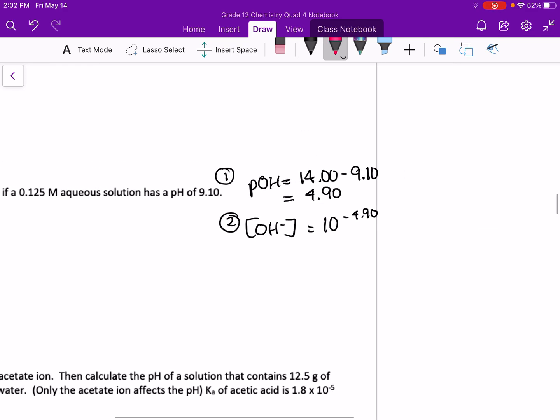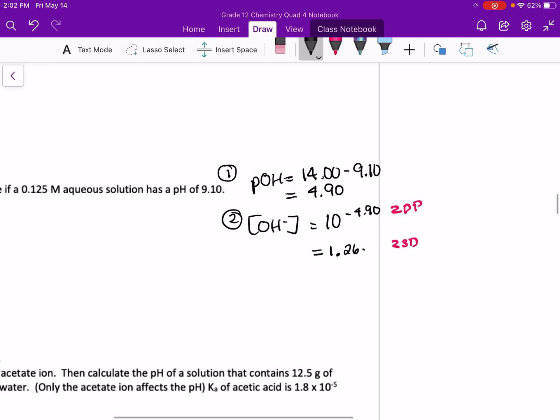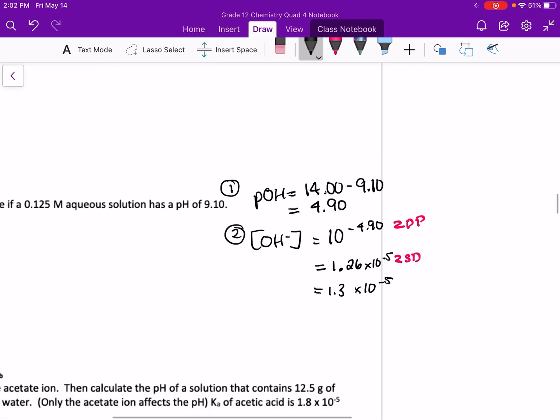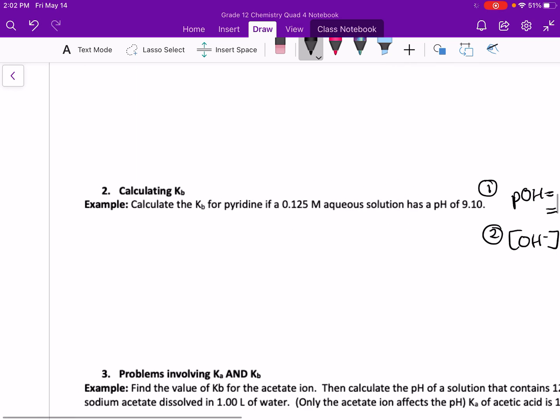This has 2 decimal places, so that tells me that my final answer should have 2 sig digs, but in our ice table we're going to use more. So this gives me 1.26 times 10 to the negative 5, but remember that it will be 1.3 times 10 to the negative 5 when we use it in our Kb calculation to remember the 2 sig digs.